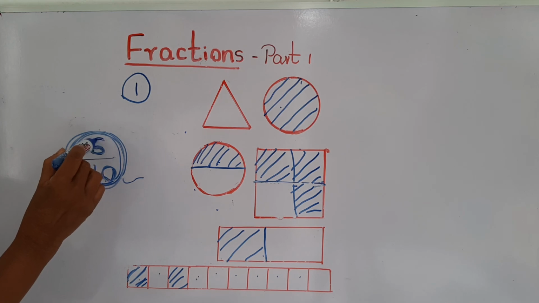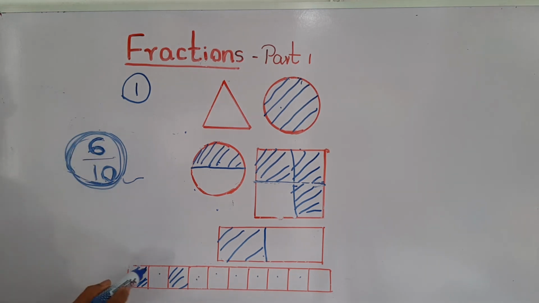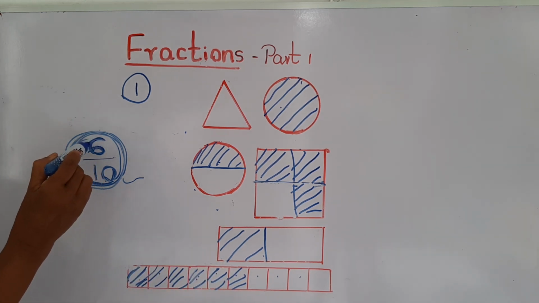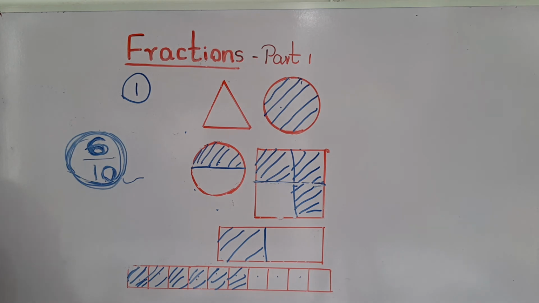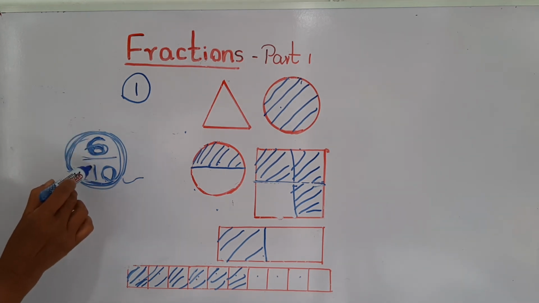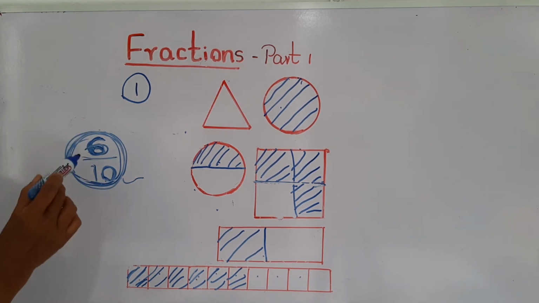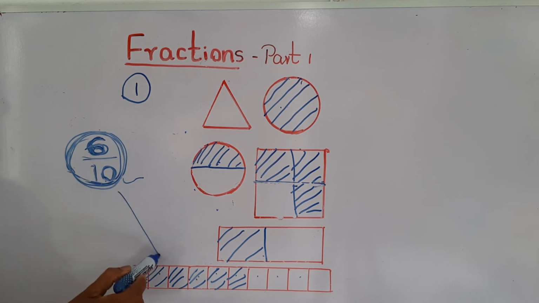Then you have to color 6 parts: 1, 2, 3, 4, 5, 6. Out of 10, shaded parts are 6. Numerator is 6. Denominator is 10. This is the fraction according to this figure.